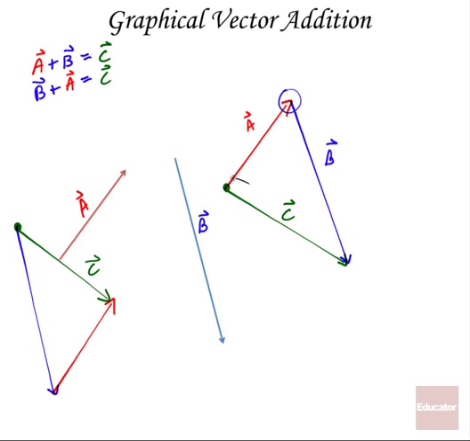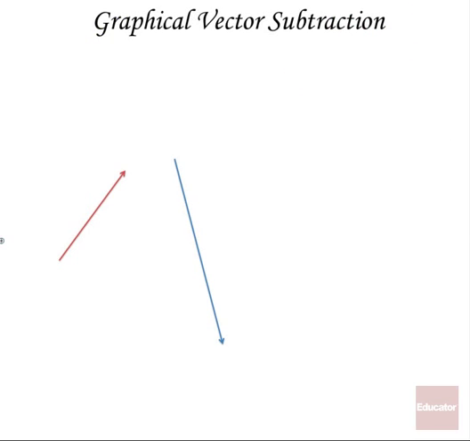Notice I have the same thing. Same magnitude, same direction, same vector, same result. All right, how about graphical vector subtraction?